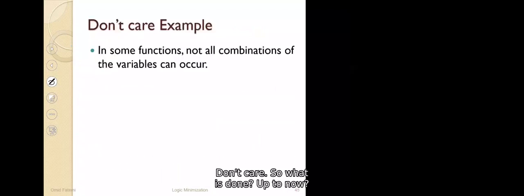Okay, now let's go to the next topic. Don't care. So what is don't care? Up to now, we had a function, we wrote it as SSOP, we listed the min-terms, then we put them in a Karnaugh map, and then we group the Karnaugh map, and so on.